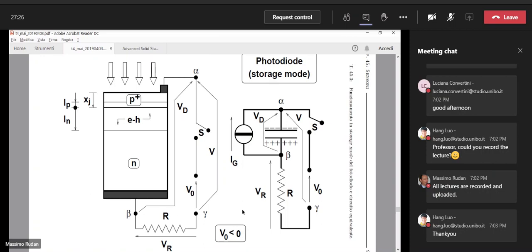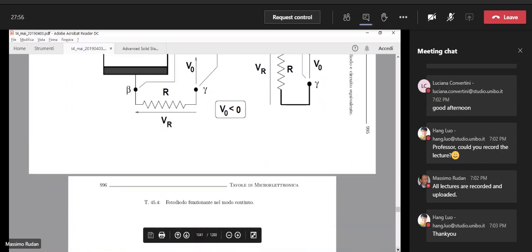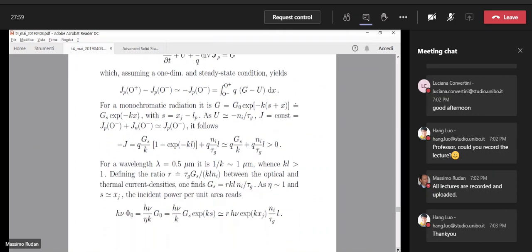You remember that we had partially discussed the photodiode. We actually described the functioning in the so-called continuous mode, in which the switch S is always kept closed. And we calculated the current density, and the current density comes out to be the superposition of two contributions.